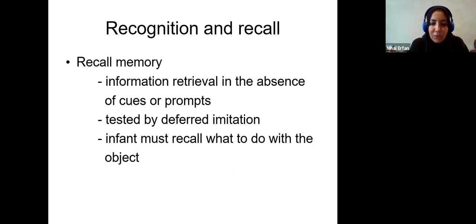Okay, so there's two kinds of memory. There's recognition memory and recall memory. Recall memory is remembering something that happened. It's information retrieval in the absence of cues or prompts. So it's an infant doing something without you having to prompt or cue them. And it's tested by deferred imitation.